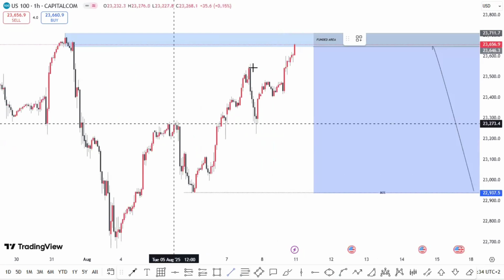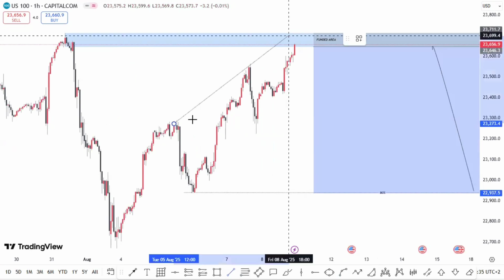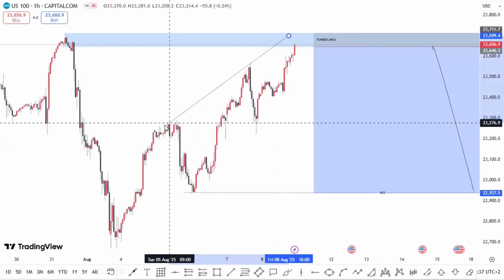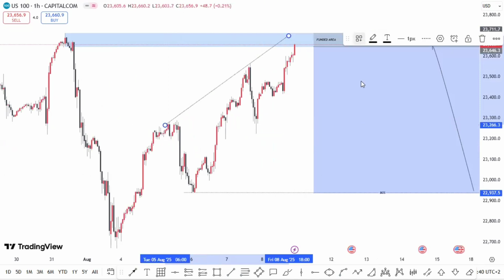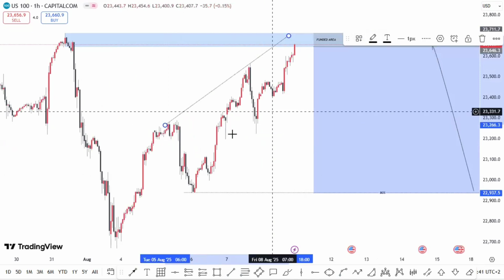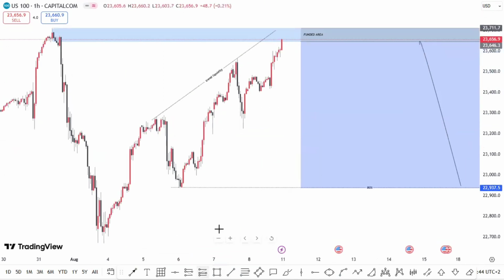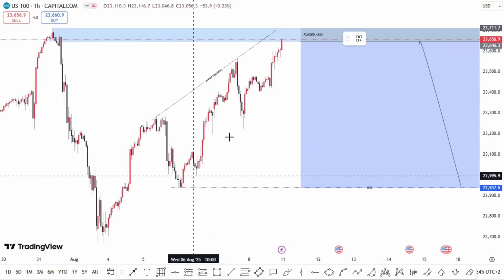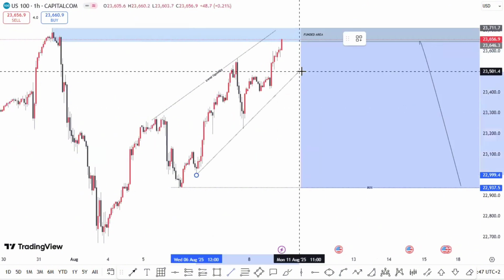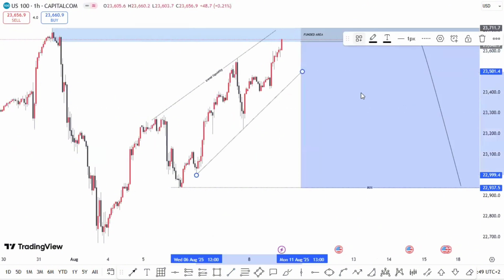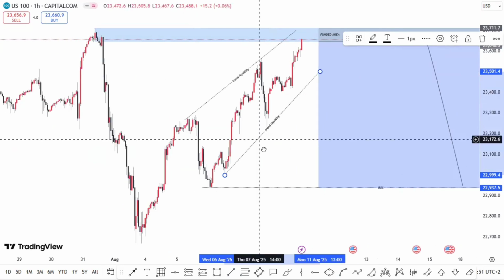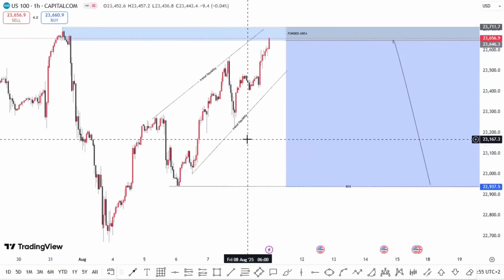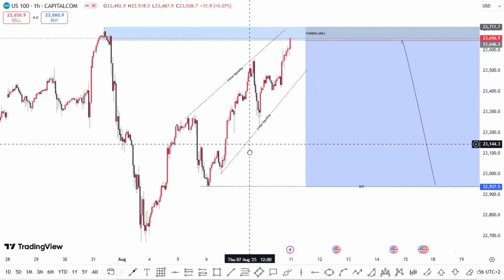So let me draw my trend line liquidity there. First touch, second touch, third touch. Okay, trend line liquidity. My second trend line liquidity. Okay. So this is what I have for next week.